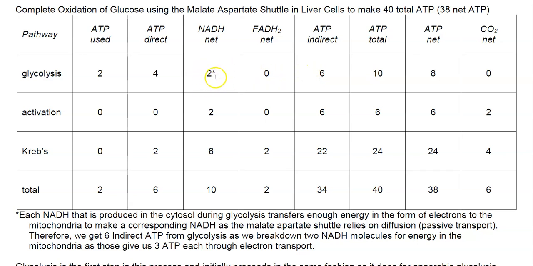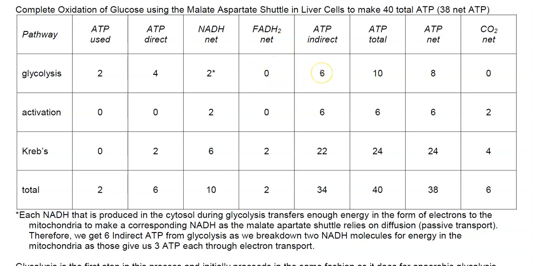We get 2 NADH net, and even though they are made outside of the mitochondria, when they get shuttled in by the malate aspartate shuttle, they end up inside the mitochondria as NADH as well, so we don't have to really change their fundamental nature. We don't have any FADH2s here.